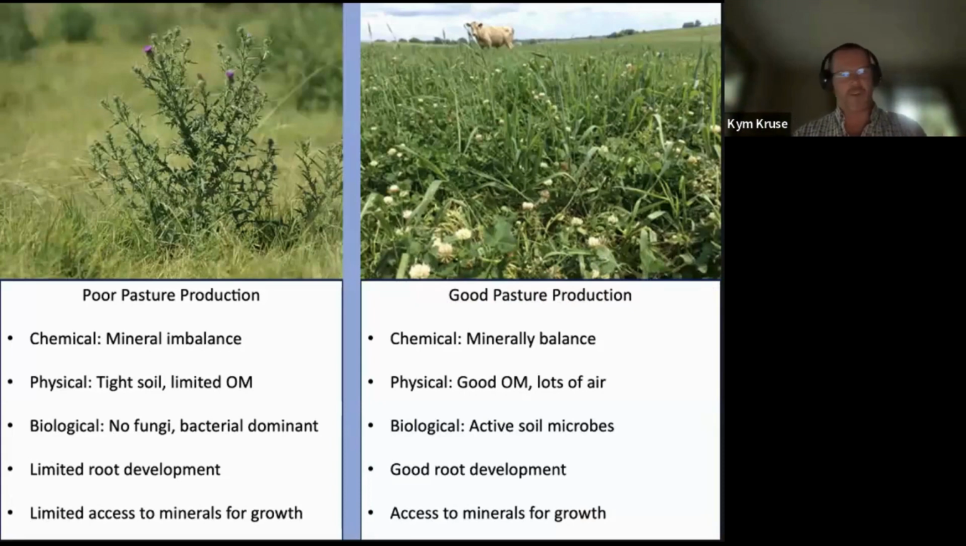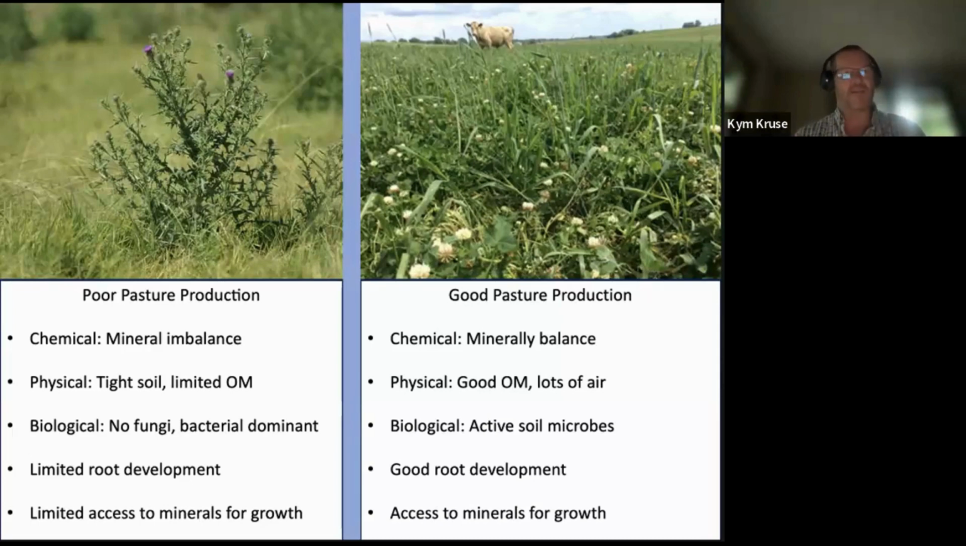So here's a comparison side by side, and what we've got to reflect on here is, on the left, I've got an example of a thistle growing or pasture production. From a chemistry point of view, maybe a mineral imbalance. Physically, definitely tight. You look at the root system on that thistle plant, it will be quite taprooty, so it's trying to open up the soil. Perhaps limited organic matter could be another limiting factor there. Generally, biologically, if a soil is tight, it tends to be bacterial dominant. You don't have enough fungi, which as a result then means that you don't have adequate root development, and there's limited access for minerals and for growth.